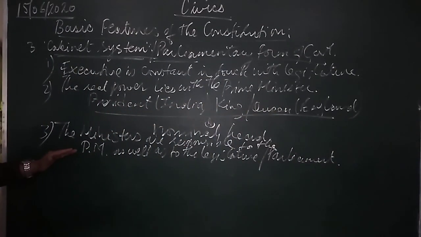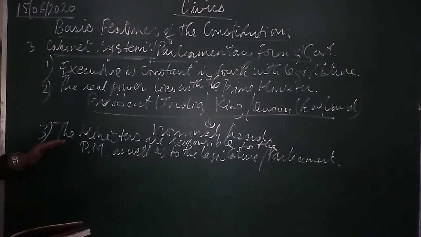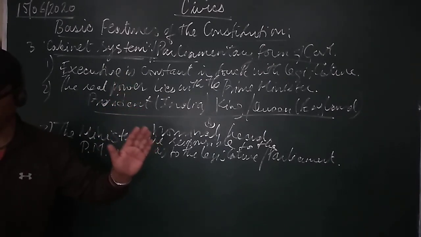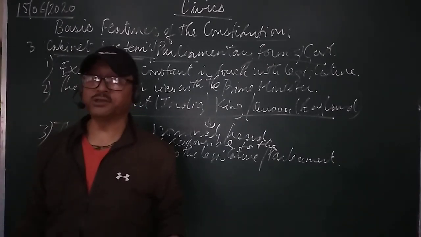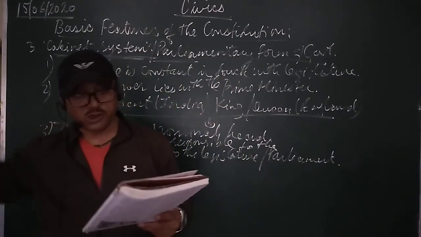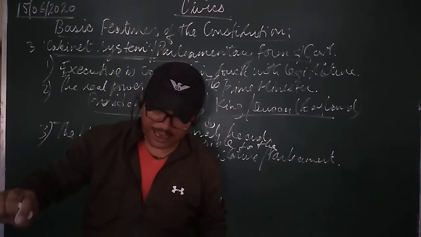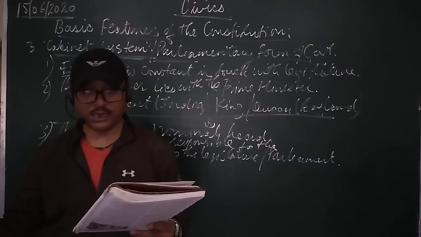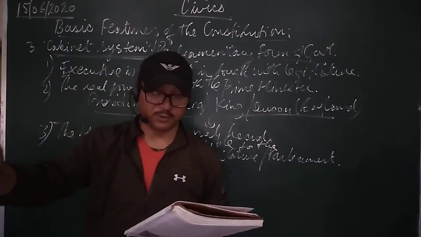Point number three, the most important feature, the third feature here. In the parliamentary form of government, the ministers are all responsible to the prime minister. Is that clear? Ministers are all responsible to the prime minister, as well as they are responsible to the legislature, as well as they are responsible to the parliament.